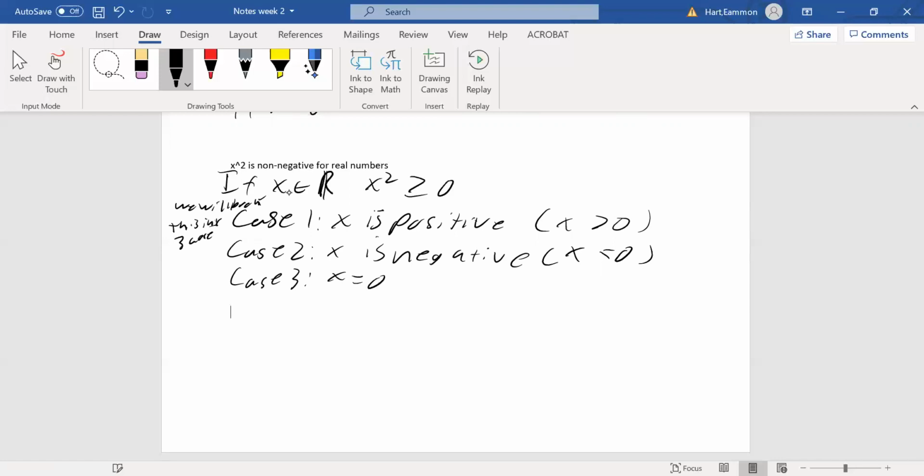x is equal to 0. And that's why we get the non-negative. Both of these guys are going to be positive.